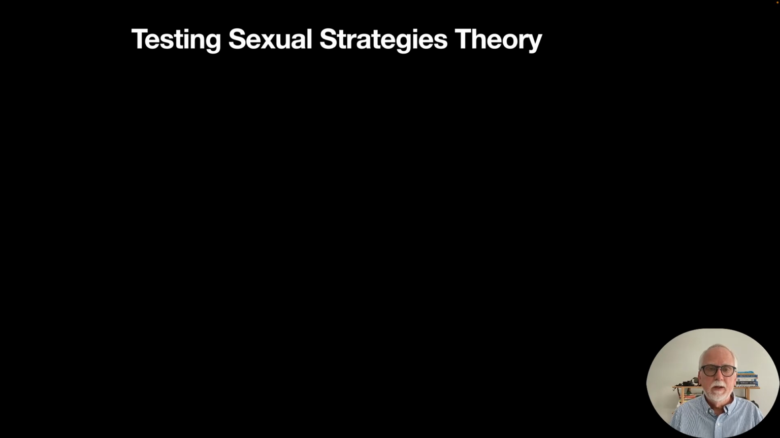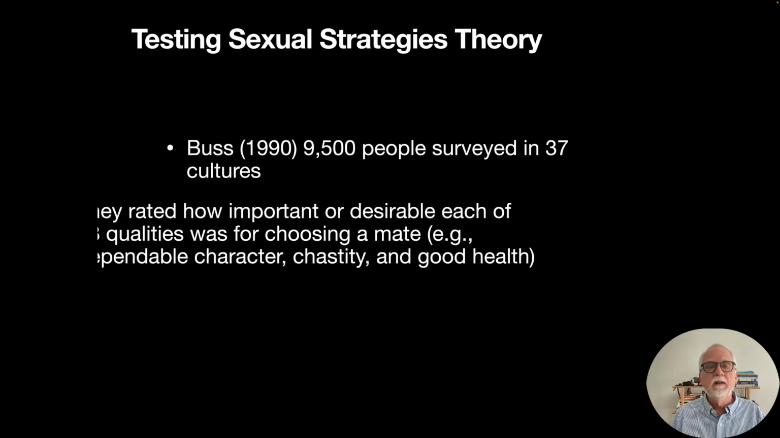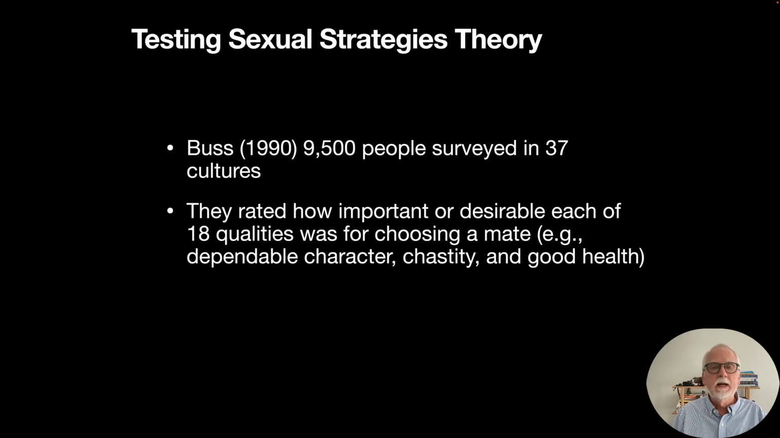All right, so here are some other ways of testing sexual strategies theory that Buss has looked at. Buss in 1990 conducted a very large study across 37 cultures, including some participants at the University of Queensland at the time. So there were 9,500 university students, and they rated how important or desirable each of 18 qualities was for choosing a mate. So for example, that they have a dependable character, that they have chastity, which basically means that they're a virgin, that they have good health. How important are those things?